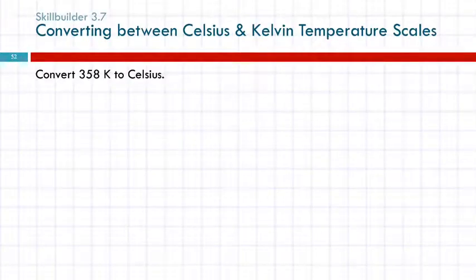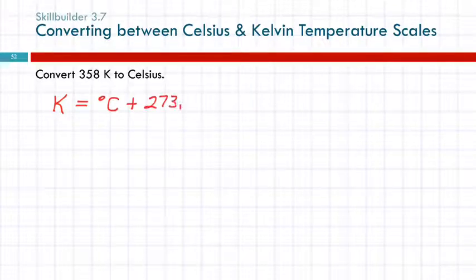Okay, let's do a couple examples. Convert 358 Kelvin to Celsius. Now, temperature conversions are ones that require the use of an equation. So you can't just use dimensional analysis. So these do require an equation. So Kelvin to Celsius, we need the equation. Kelvin equals the Celsius temperature plus 273.15.